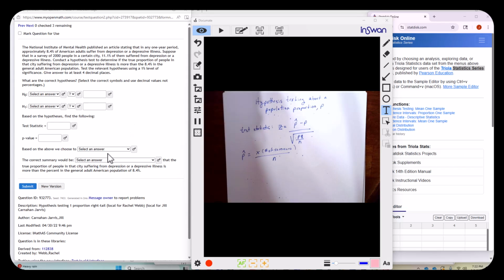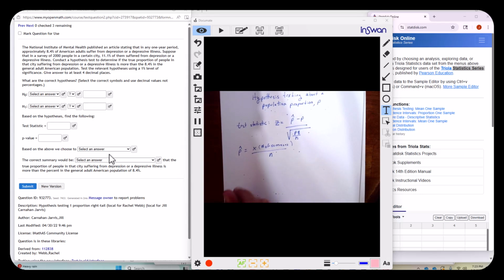Okay, we're given that the National Institute of Mental Health published an article stating that in any 1 year period, approximately 8.4% of American adults suffer from depression. So, I'll write this down here. P, the population proportion that suffers from depression, is, I'm going to write this as a decimal, 0.084.